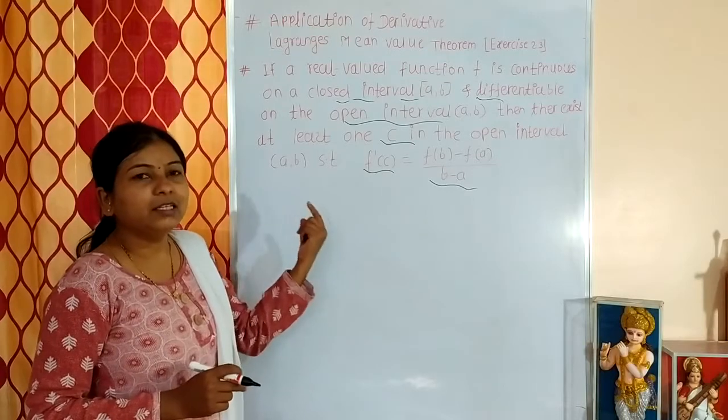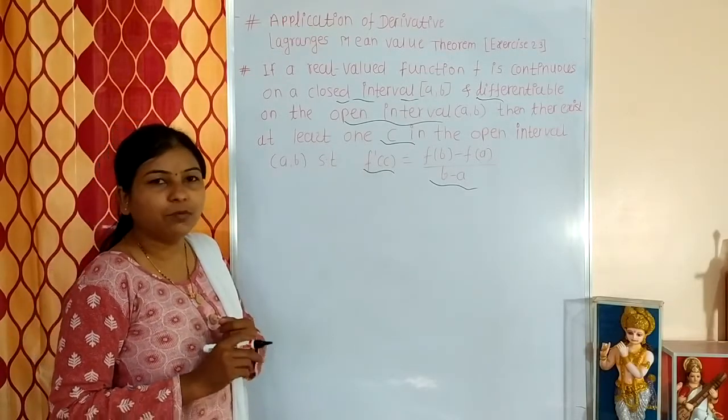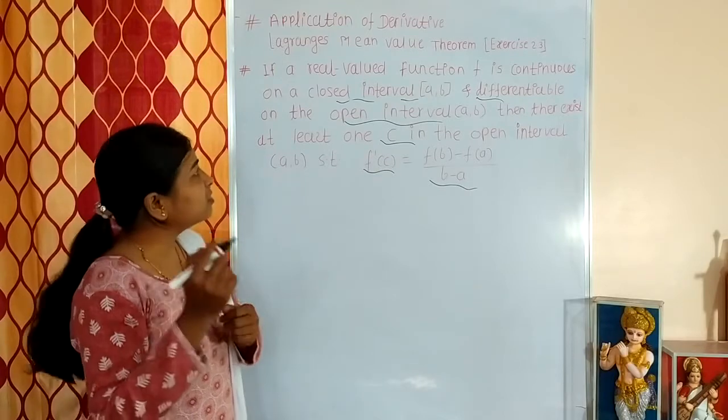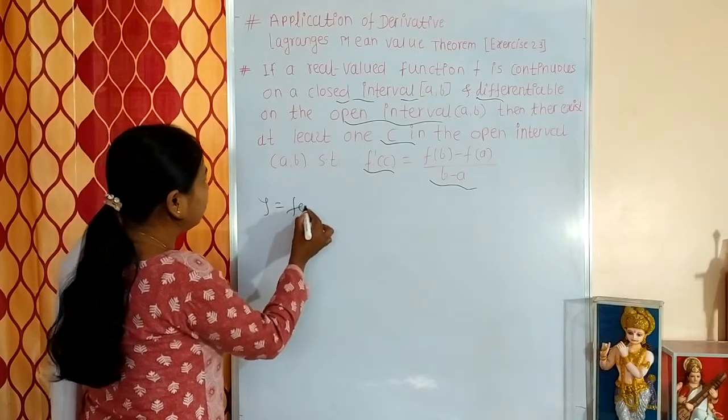तो देखते हैं what is the geometrical significance, that is how to show that f dash of c is equal to f of b minus f of a divided by b minus a. That is just considering one real valued function. Suppose a curve y is equal to f of x.